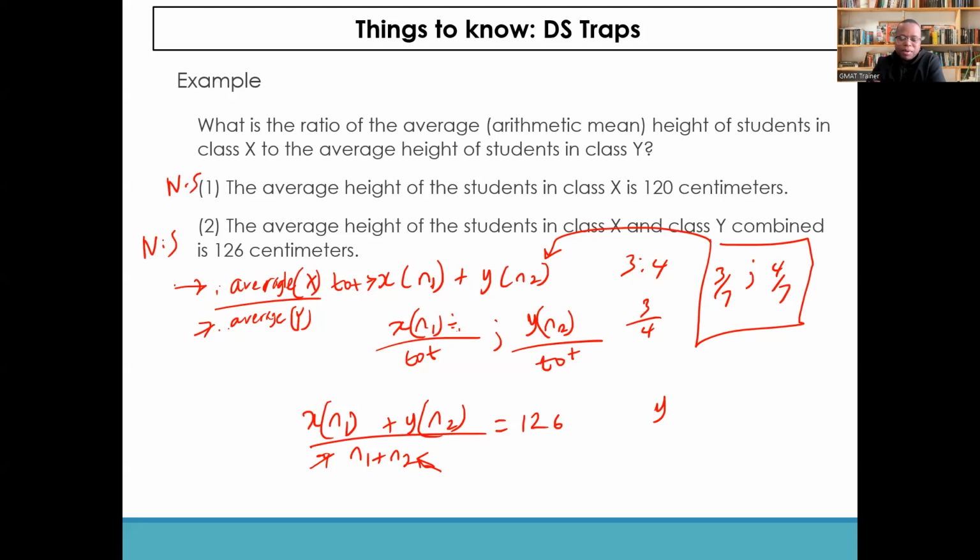So the answer will be E. Unless you know the number of students in both of them, you can't just assume. So it's going to be E. Even if you combine, we need to know the number of students. This N1 plus N2 is very important.